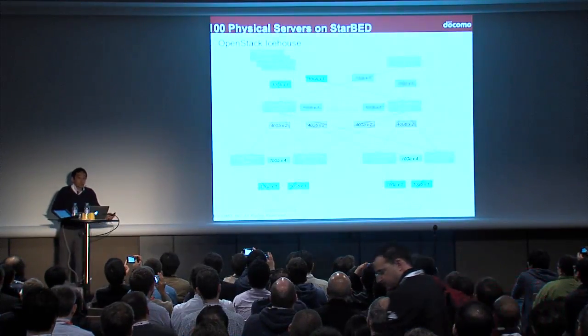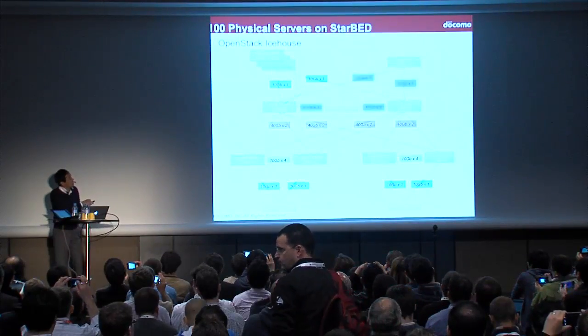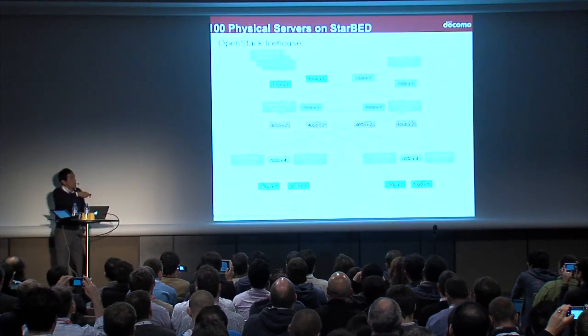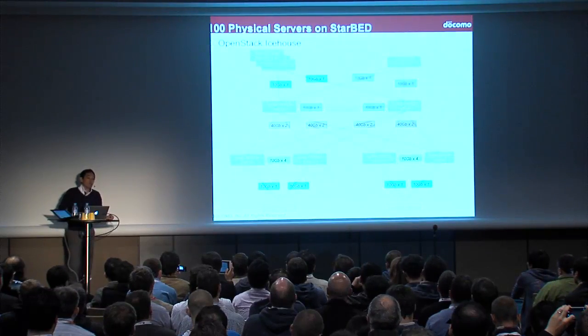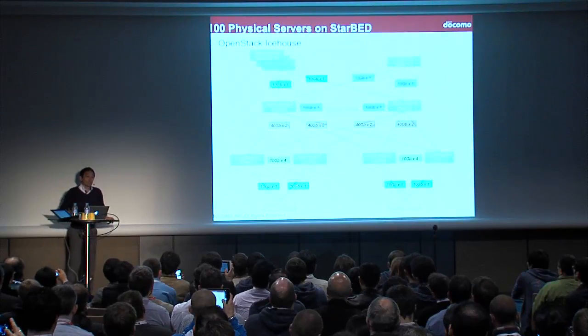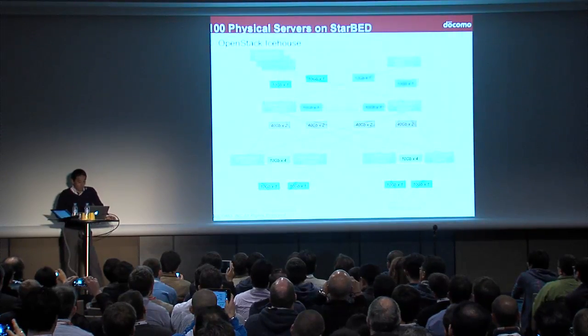This is the network configuration we created on top of StarBED. The network itself is quite common. There are two network layers. One is the leaf switch, and the other is the spine switch. And between switches and servers, there are at least two physical network connections.